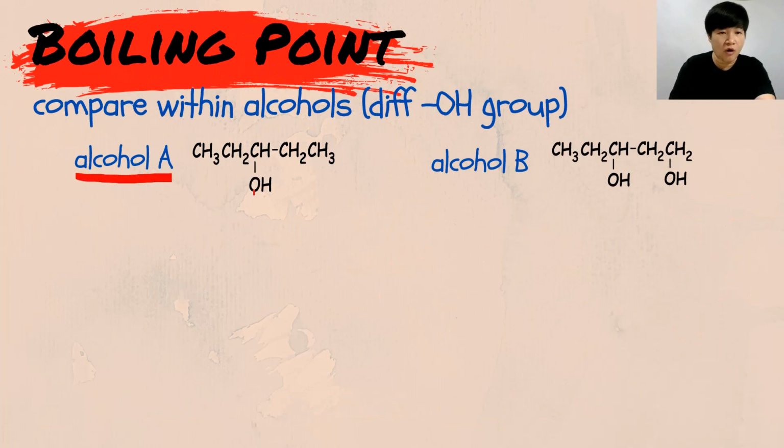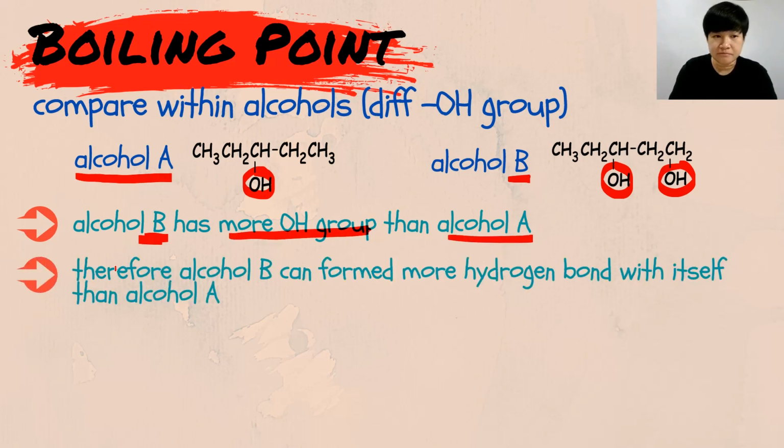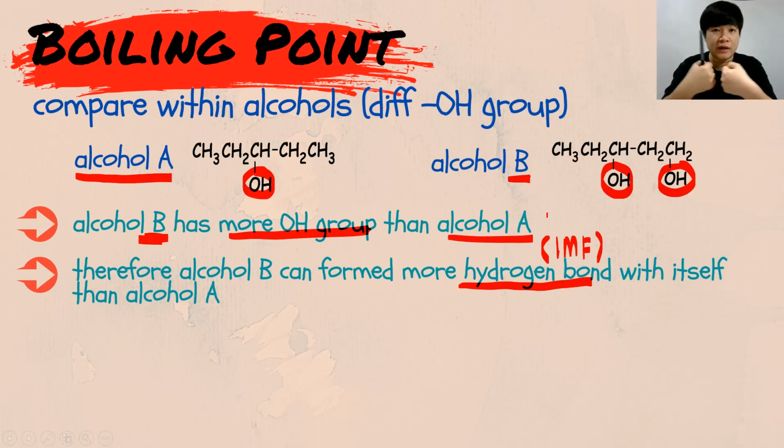So this is my alcohol A with 1 OH group. This is my alcohol B with 2 OH groups. The first thing that you should mention is that your alcohol B has more OH groups than your alcohol A. Second thing is the hydrogen bond. Bear in mind, we cannot count how many hydrogen bonds we have because hydrogen bond is a type of intermolecular force, a type of attractive force. So we cannot calculate how many forces we have. Therefore, you can only use the words more hydrogen bonds.